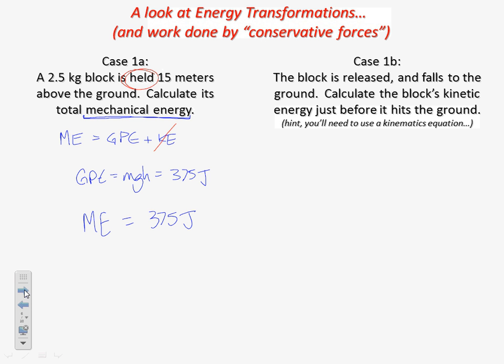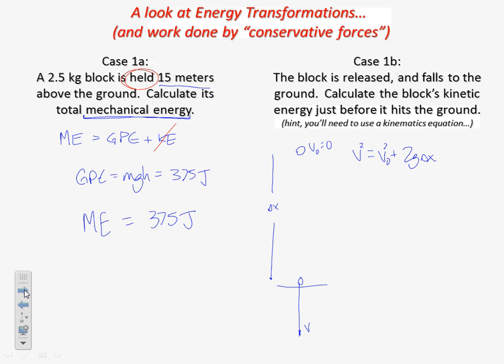I'm getting emails, people. Now we release the block and it falls to the ground. Let's find the block's kinetic energy just before it hits the ground. Well, that means we need to find a velocity just before it hits the ground. It goes from here to here. Right here it's moving at some speed v. We know that v naught is 0, we know that delta y is 15 meters, and we want to know v. Well, v squared is v naught squared plus 2g delta y.